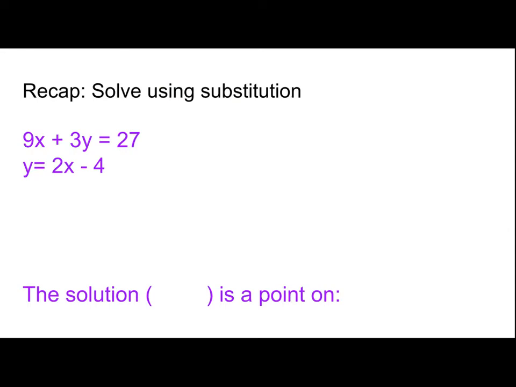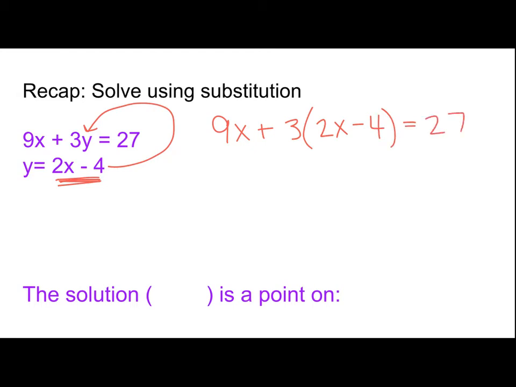So first I want to just recap what we talked about last class, solving using substitution. And so we're going to be using our 2 equations that we have here, making our system of equations. And we're going to replace our y in our first equation with this 2x minus 4. Since this is solved for y, we know that we can take this quantity of 2x minus 4 and simply substitute it in for the y that's in the other equation. So now we have 9x plus 3 times the quantity 2x minus 4 equals 27. We'll use the distributive property to help us solve.